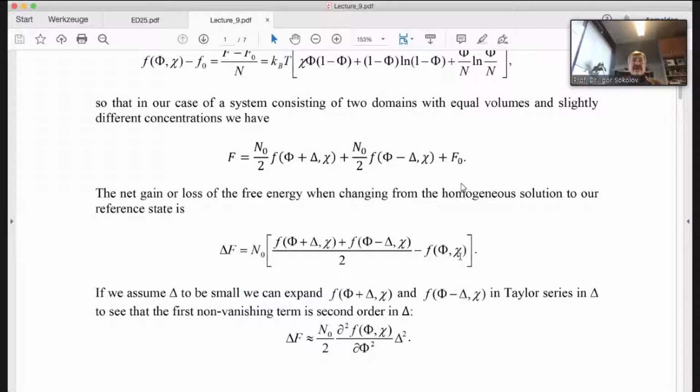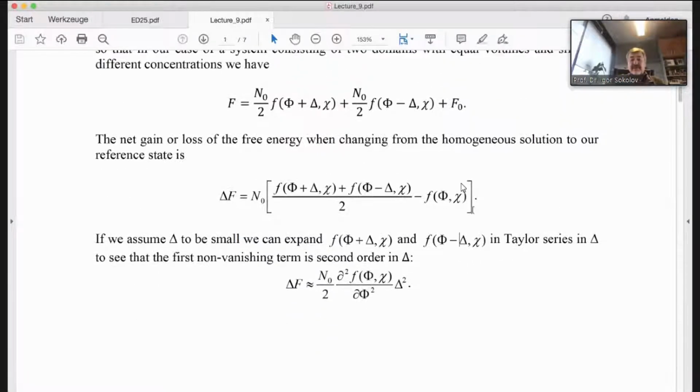as my phase separated reference state, I took an arbitrary one. I don't know whether it's the best thing to phase separate into two phases of equal volume with the concentrations which differ by that. Now I expand this guy into Taylor series, and I see that the first non-vanishing term in this expansion is second order in delta, and it contains this second derivative here.